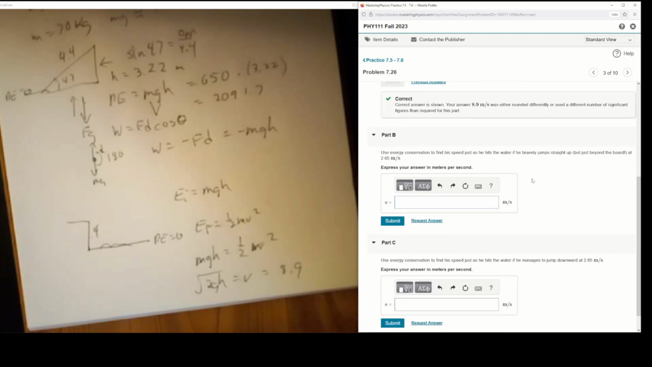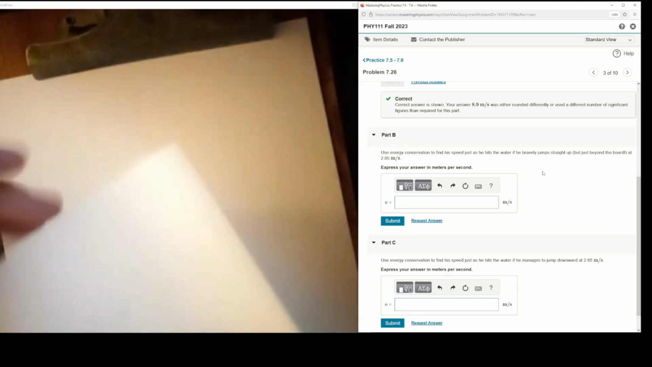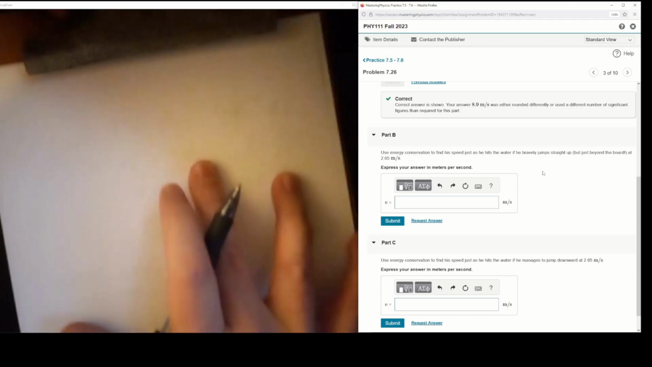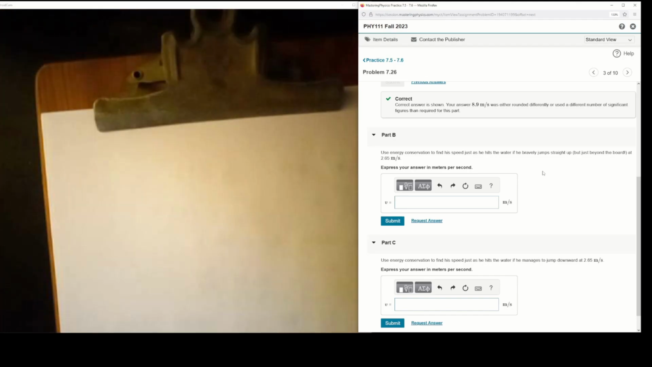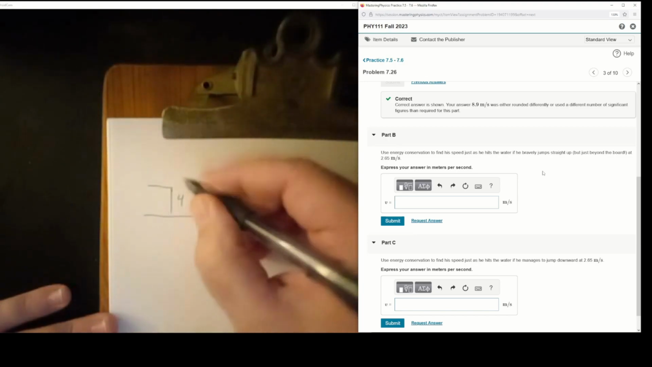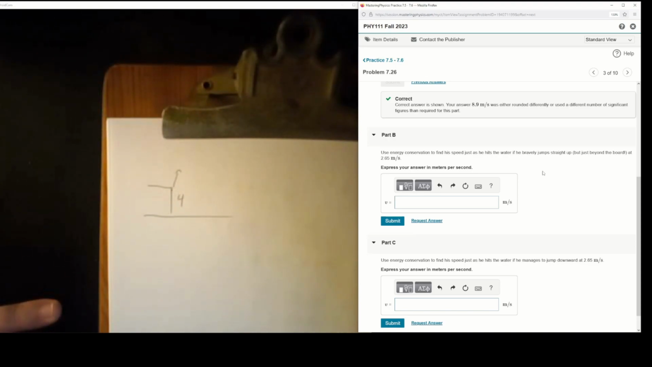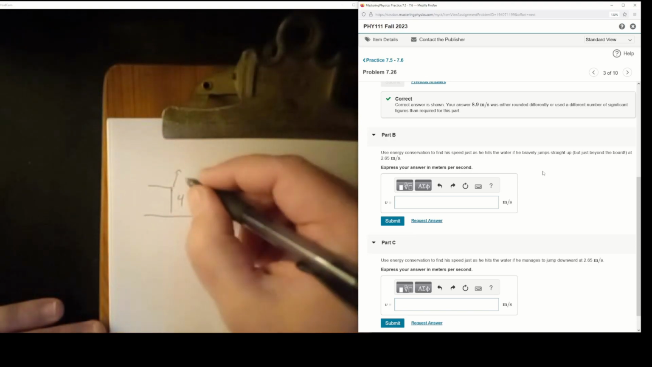Part B, use energy conservation again to find his speed just as he hits the water if he bravely jumps straight up at 2.65. All right, so a little different scenario here. Now we've got our 4 meters, but you're going to jump up with some speed, 2.65.